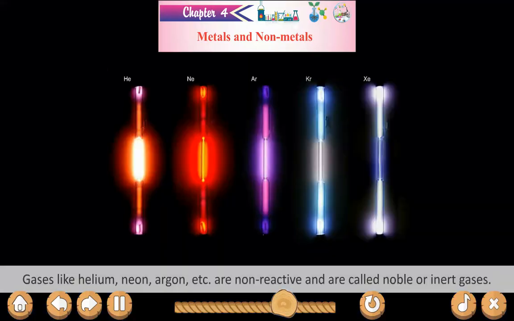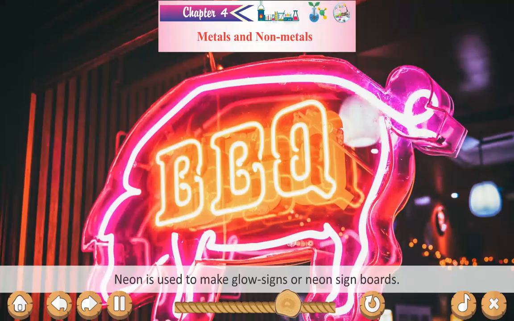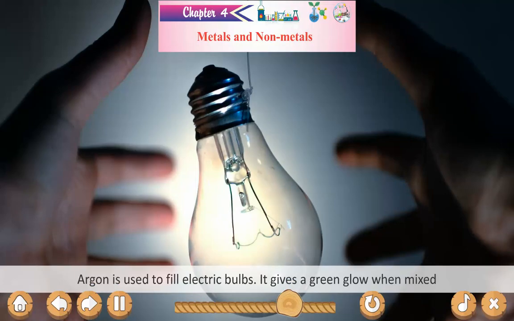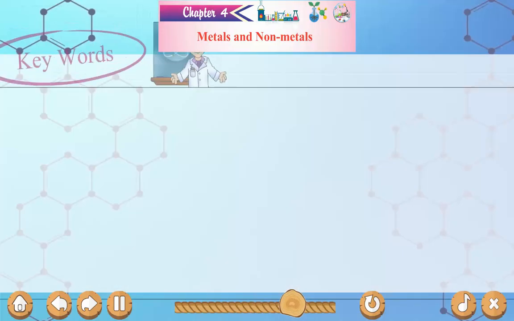Noble gases. Gases like helium, neon, argon, etc. are non-reactive and are called noble or inert gases. Helium is used to fill balloons as it is lighter than air. Neon is used to make glow signs or neon sign boards. Argon is used to fill electric bulbs. It gives a green glow when mixed with a small quantity of mercury. This mixture is used in fluorescent lamps.